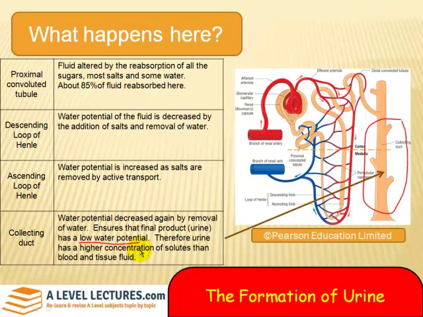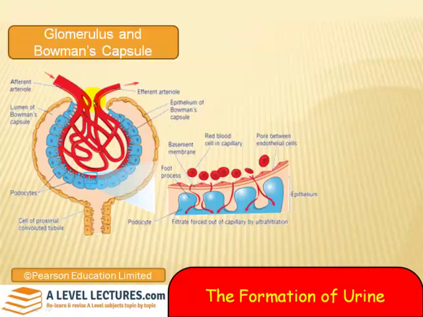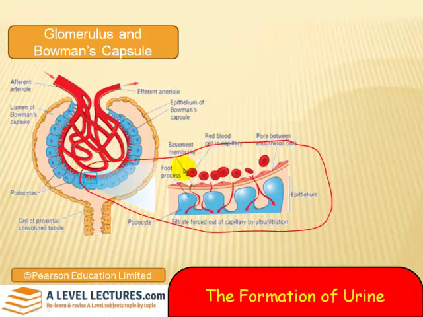Right, now in this section we're really going to be focusing on up here, Bowman's capsule. Let's go on to the next slide, shall we? Now here's Bowman's capsule and the glomerulus in structure. You've seen this before. What we've got here is a magnified view of this area, a magnified view of this bit of the membrane just here. So bear that in mind.